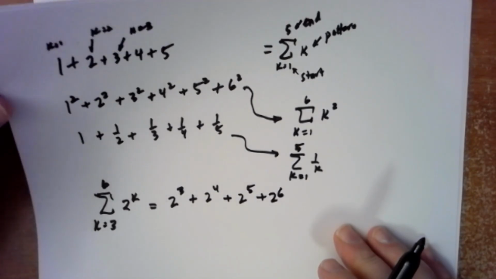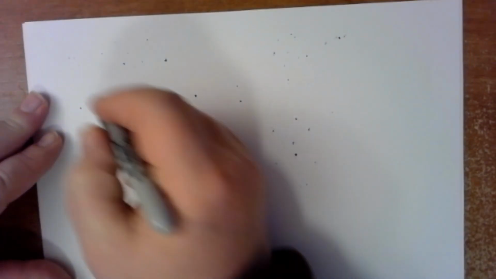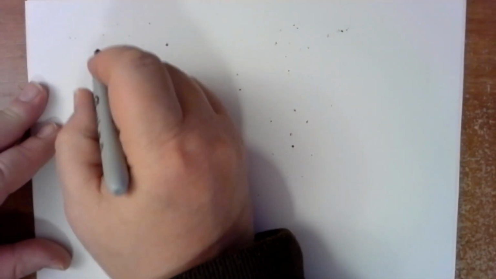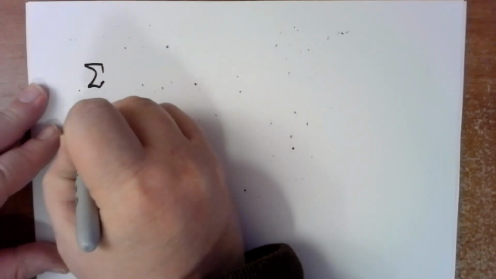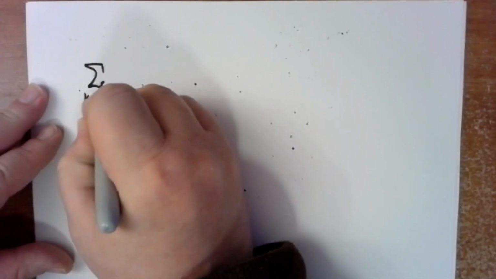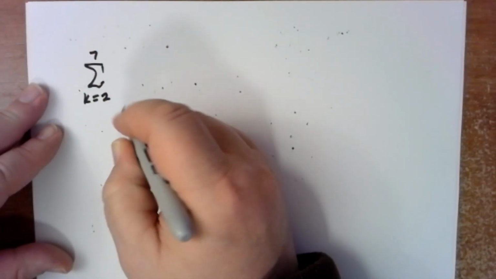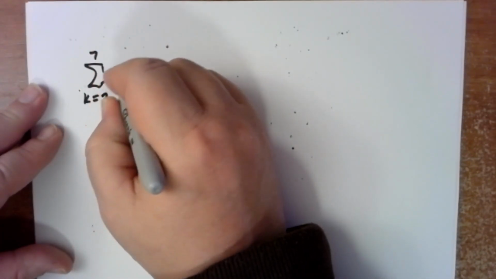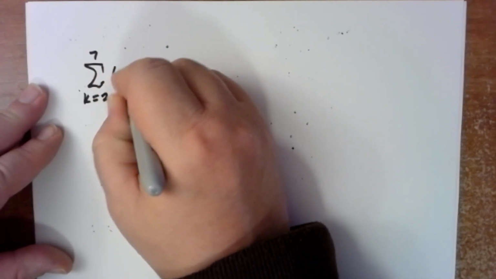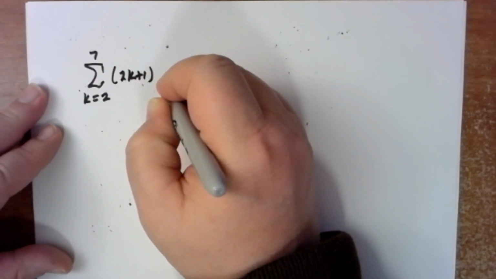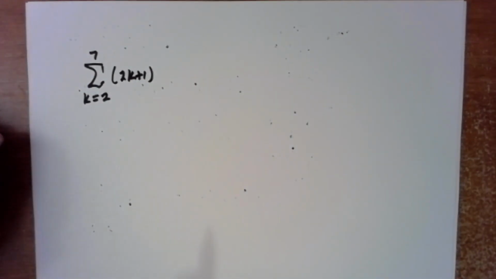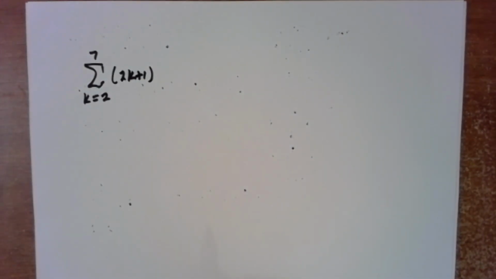Let's try another one. Oop, the pen is bleeding through here. How about sum k equals 2 to 7, and in this case we'll do 2k plus 1. Okay, how would that go?